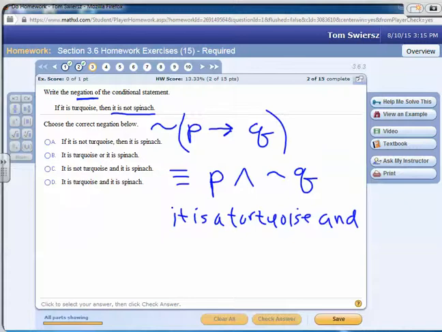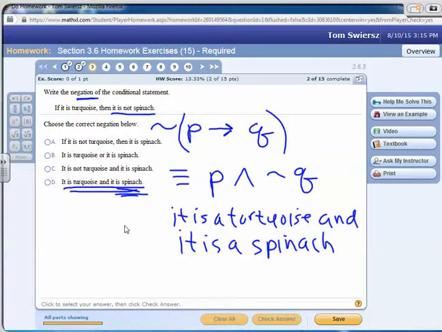And so the negation of not a spinach is it is a spinach, right? The negation of a not, you take out a double negation, it would just make it positive. So it is a tortoise and it is a spinach. There it is, the correct answer. We keep P the same, we change if-then to and, and negate not spinach, which means it is a spinach. So choice D is definitely the correct answer.